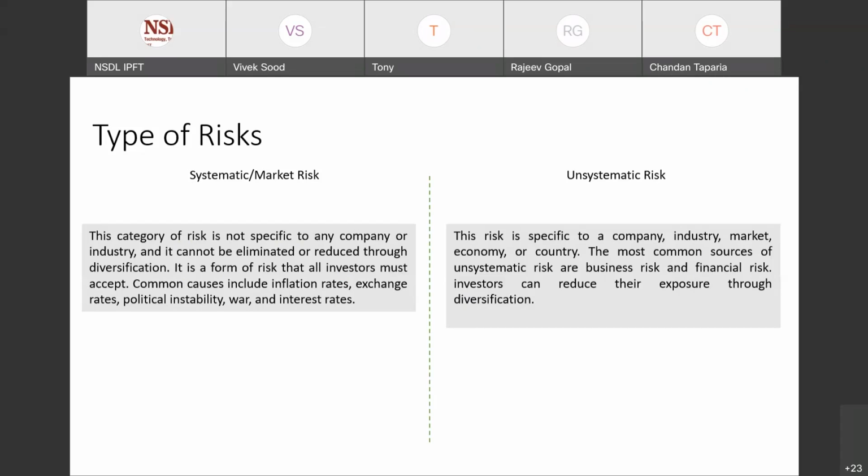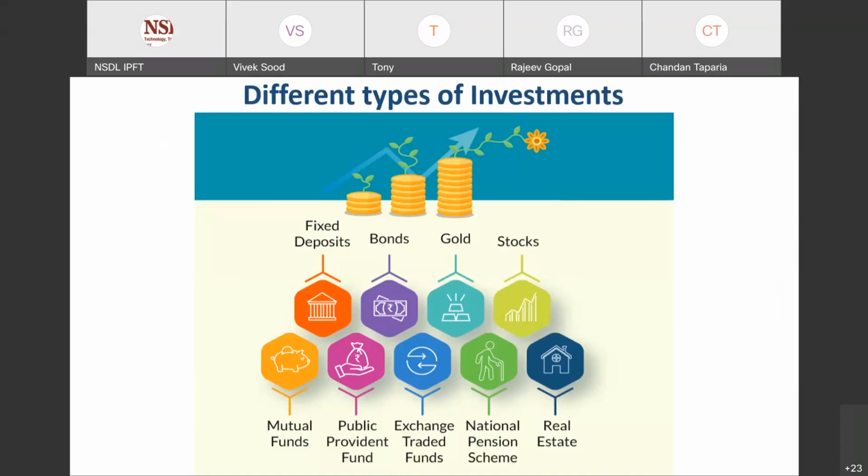Let's say you have invested in capital goods and capital goods stocks are not growing well. You can buy, let's say, telecoms or infra or IT. That is all the unsystematic risk which can be mitigated. Now, let's understand the different types of investment classes. You can go with the FD, bonds, gold, stocks, and then mutual fund, PPF, exchange traded fund, NPS, real assets.